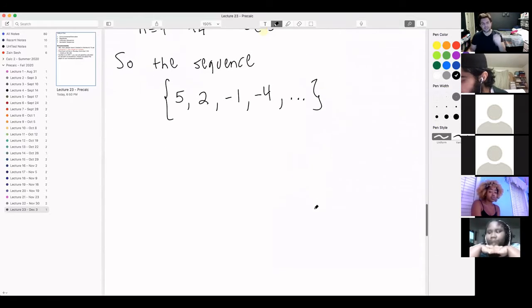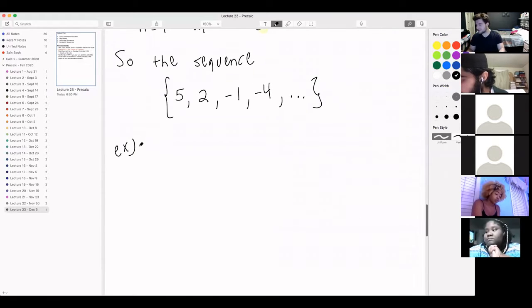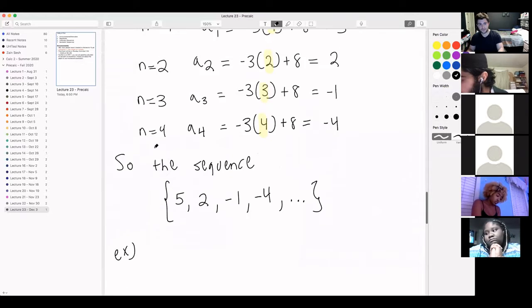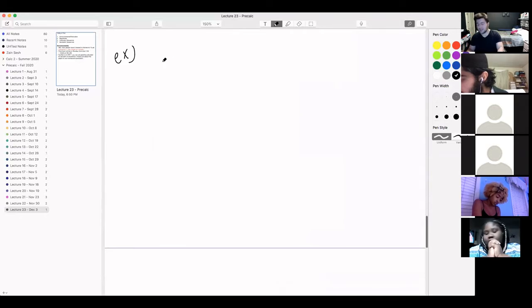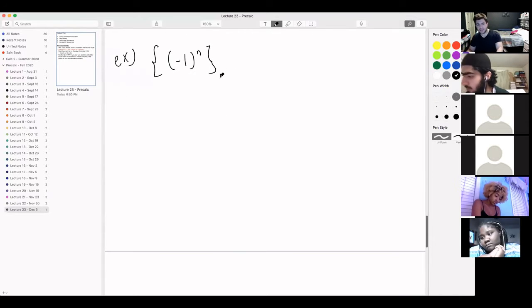Okay, good. Let's do another example of an explicitly defined sequence. Okay, how about this guy? So this is a very famous kind of sequence, it's used a lot. So the sequence is -1 to the nth power. Okay, and I'm going to put in that notation here. It's from n equals 1 to infinity. Okay, good. Let's list again the first 4 terms.